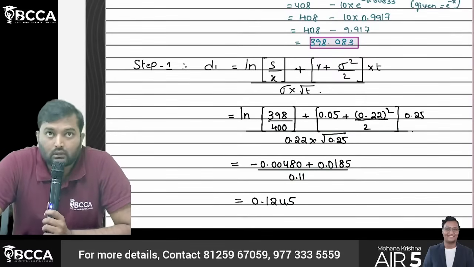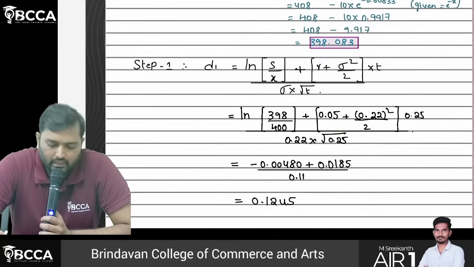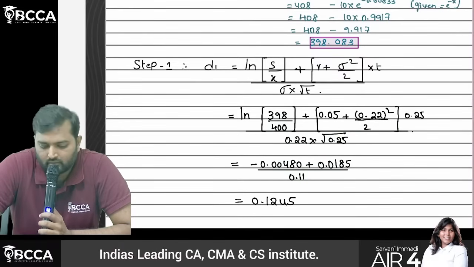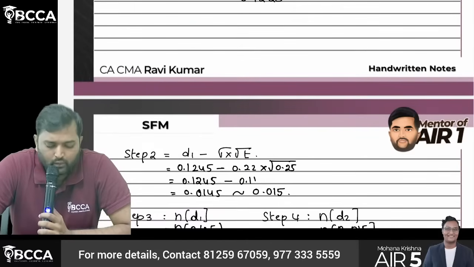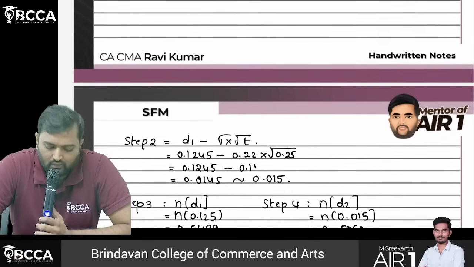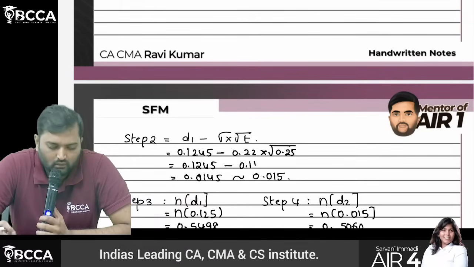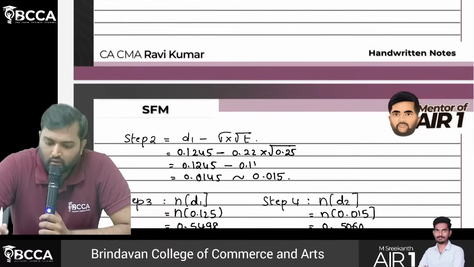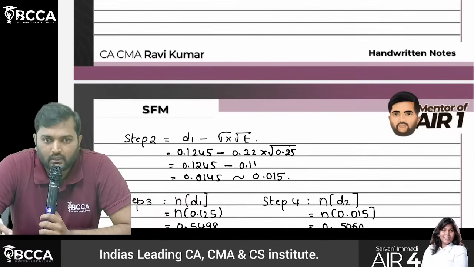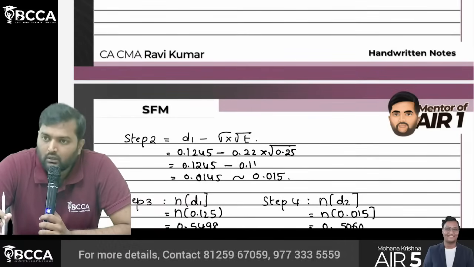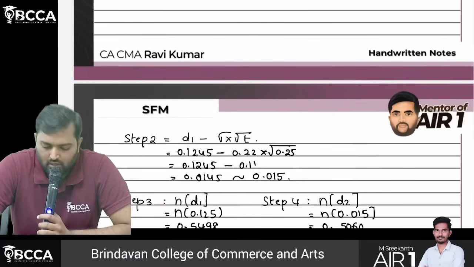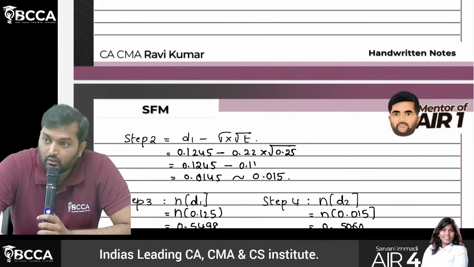So D1 is natural log of S by X plus R plus sigma square divided by 2 into T, divided by sigma into square root of T. Next, D2 calculation. D2 is equal to D1 minus sigma into square root of T. D1 is already calculated, 0.1241, minus sigma into square root of T, which is also already calculated. So step 2, D2 is equal to what? 0.015.